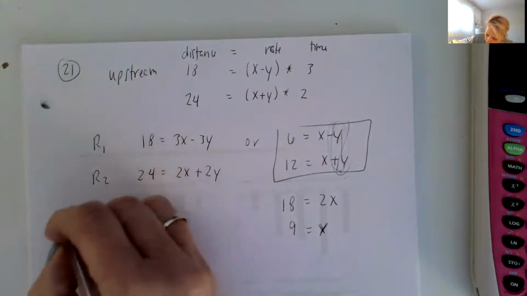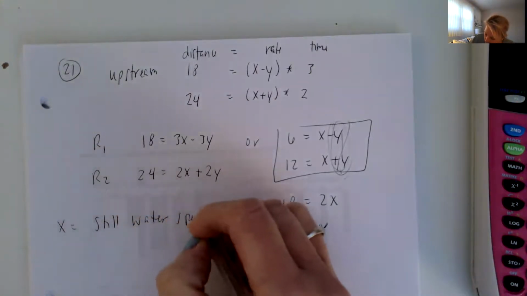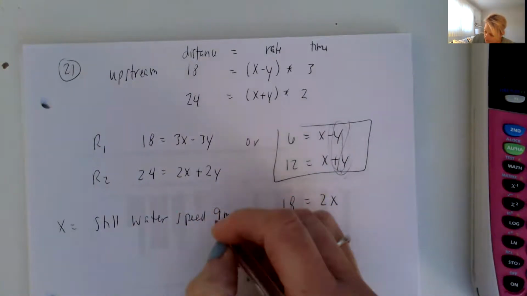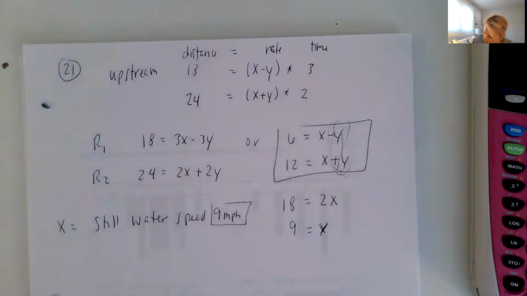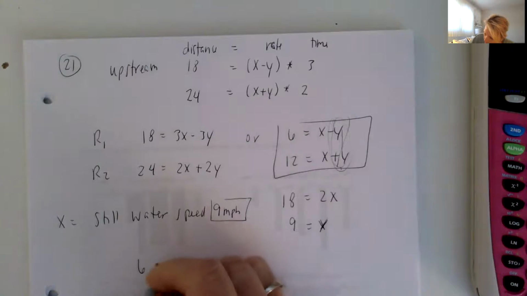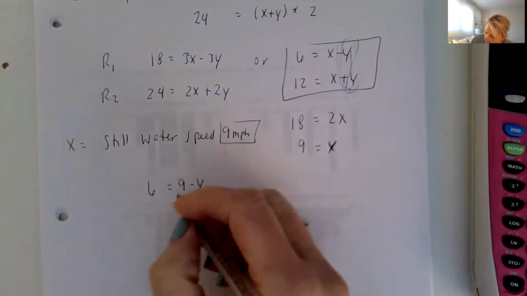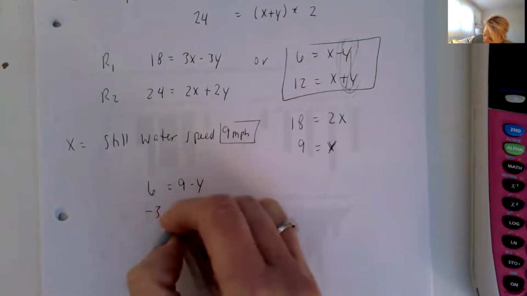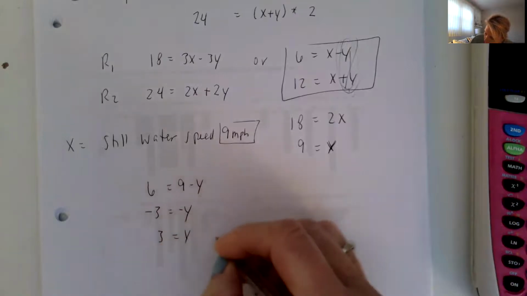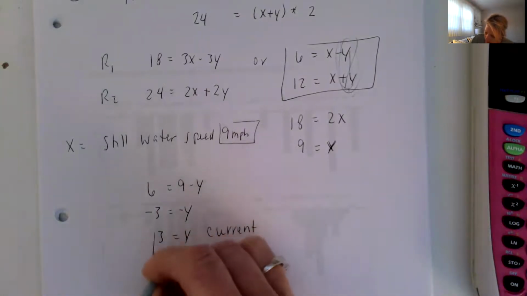So still water speed, and we said that that is 9 miles per hour. And so that means we can just go in and say 6 equals 9 minus Y, and we're trying to solve for Y. And so if we subtract 9, we get a negative 3 equals a negative Y. And dividing by a negative 1, we get Y equals 3. So the current is 3 miles per hour.